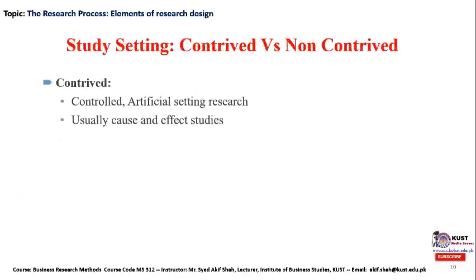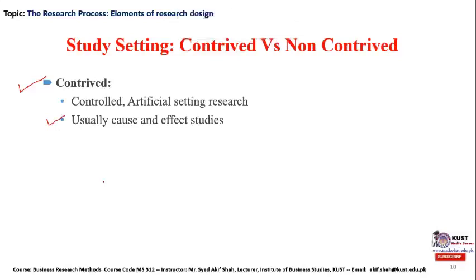Last but not the least, the element of research design where we can set our study setting. One is known as a contrived environment versus non-contrived environment. What is a contrived environment? It is a controlled environment. We can also say the artificial setting of such an environment to perform your studies. And such kind of contrived environment is applicable usually for cause and effect studies.